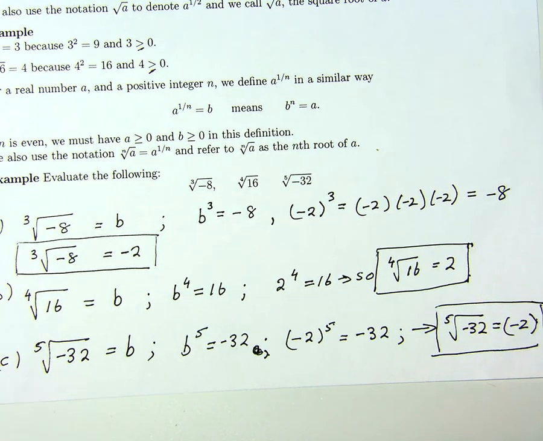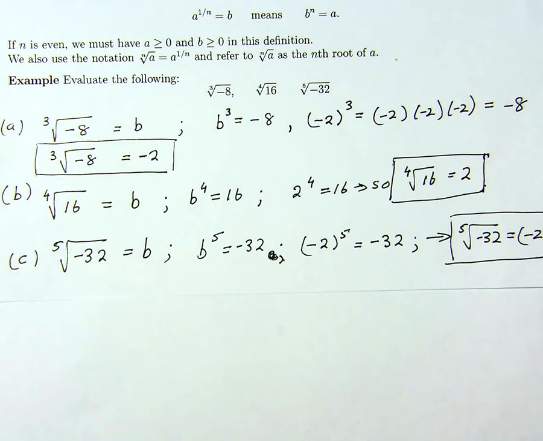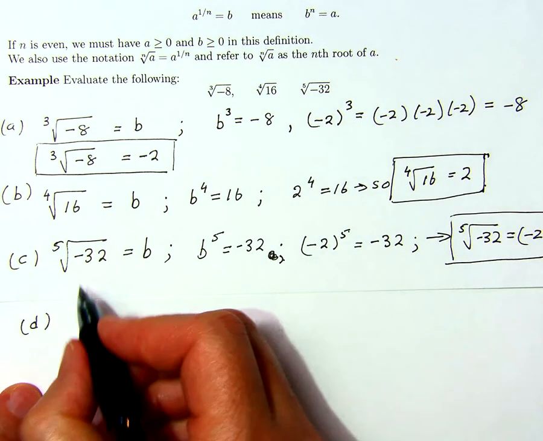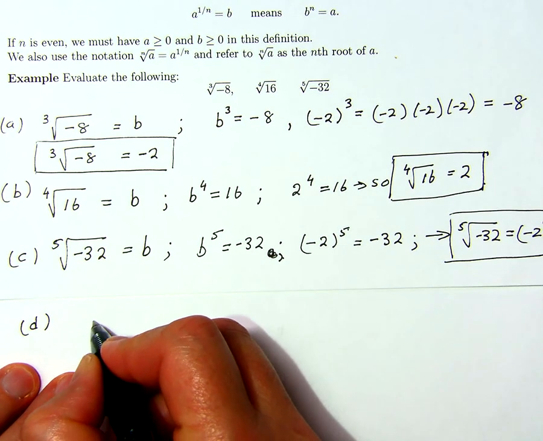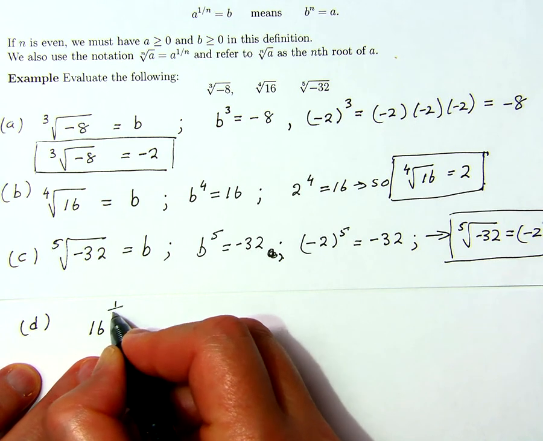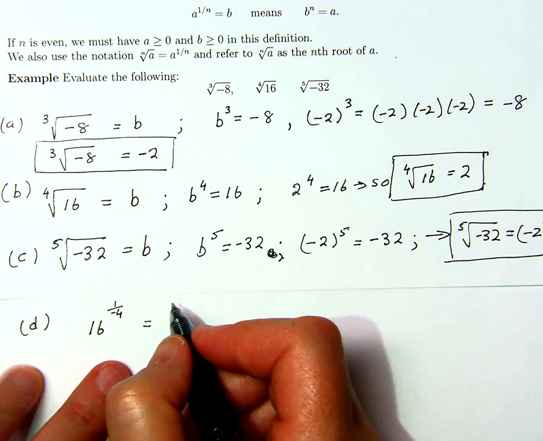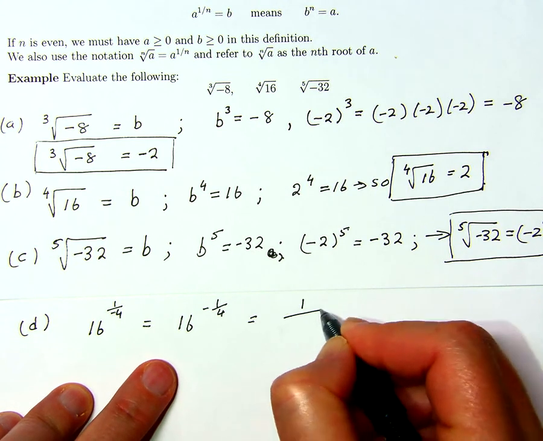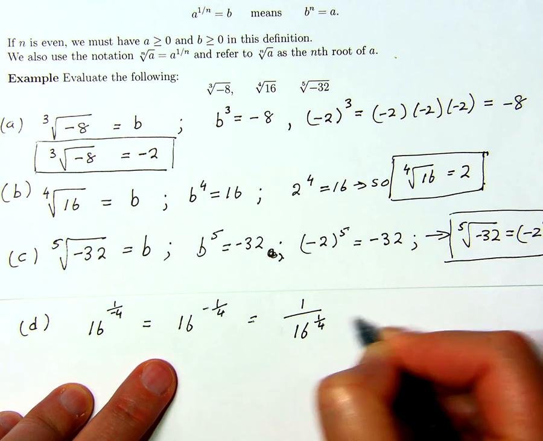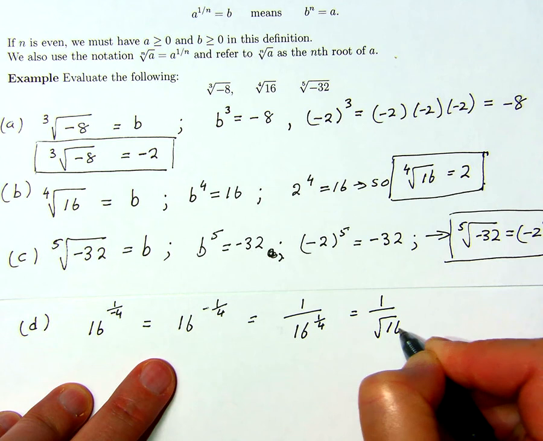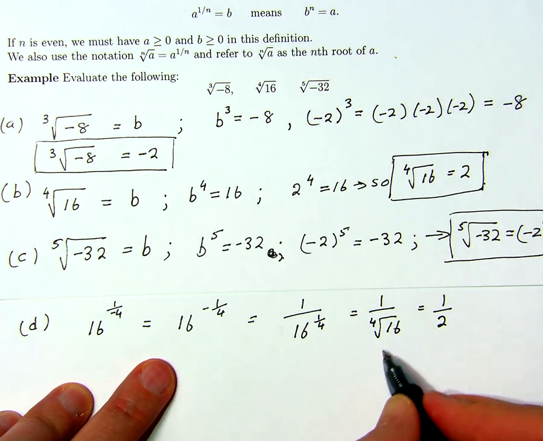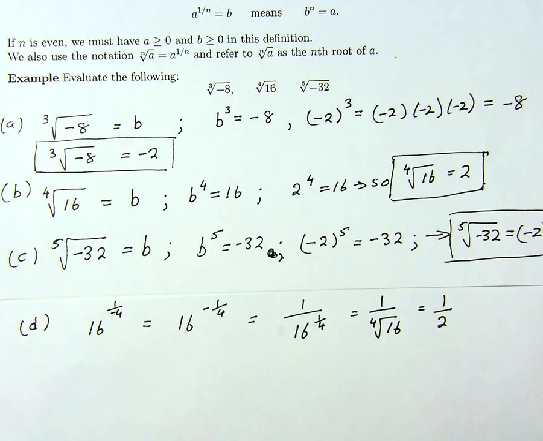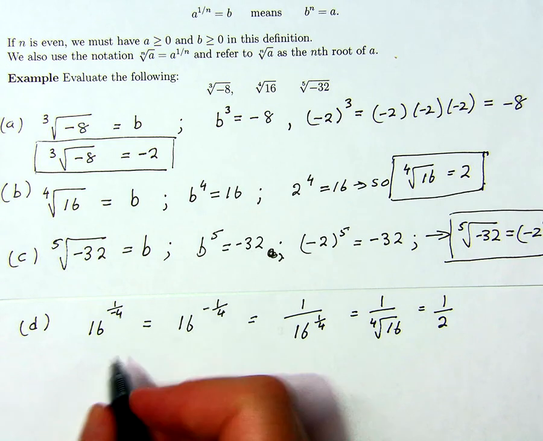Now, I mentioned above that if I had a negative n there, let's try another problem here. Suppose I want to calculate 16 to the power of 1 over minus 4. That's equal to 16 to the power of minus 1 over 4. And that's equal to, by definition, 1 over 16 to the 1 over 4. So that's 1 over the fourth root of 16, and we figured this out above, this is 2, so that's 1 over 2.